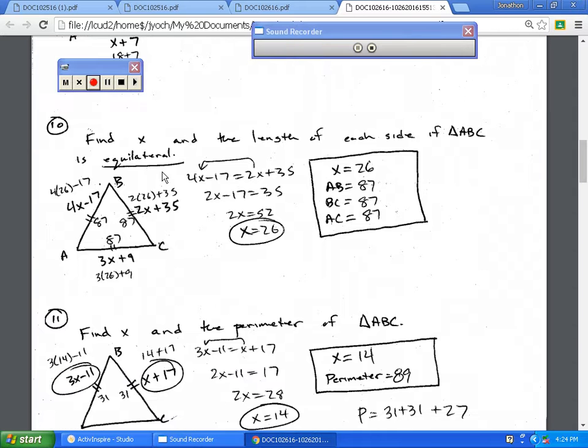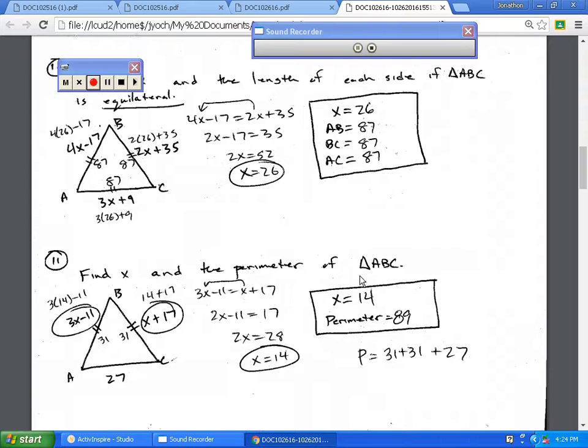Guys, on 10, if all sides are equal, then pick two of these and set them equal to each other. You could either say 4x minus 17 equals 2x plus 35, like I have here. Or you can say 3x plus 9 is equal to 2x plus 35. Or you can say 4x minus 17 is equal to 3x plus 9. Either way, folks, you get x is 26, the marathon distance. Plug 26 in wherever you want. All three sides are 87.